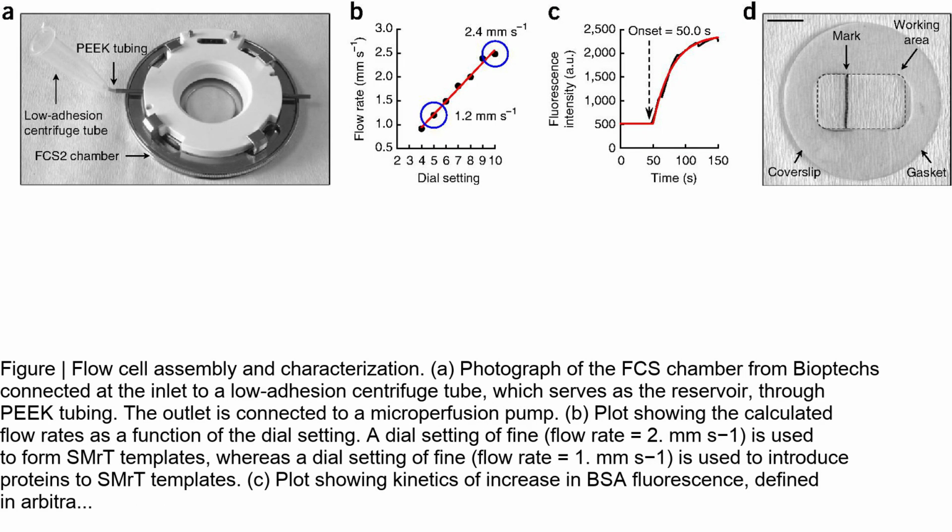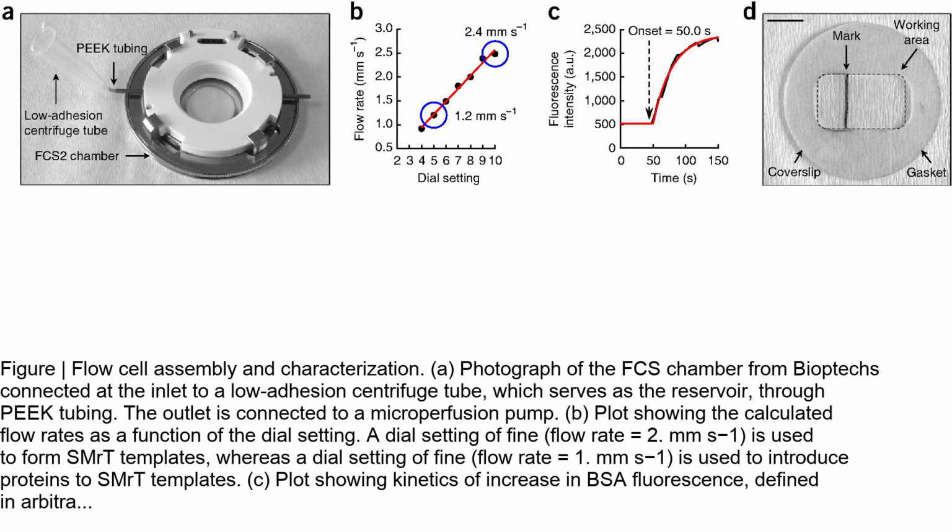Figure 3 in the scientific paper describes the flow cell assembly and characterization process. The figure shows the photograph of the FCS2 chamber connected to a low-adhesion centrifuge tube through PEEK tubing. It also shows a plot of the calculated flow rates as a function of the dial setting. The authors used a dial setting of fine 10 to form SMrT templates and a dial setting of fine 5 to introduce proteins to SMrT templates.